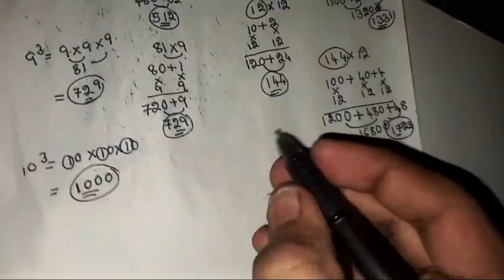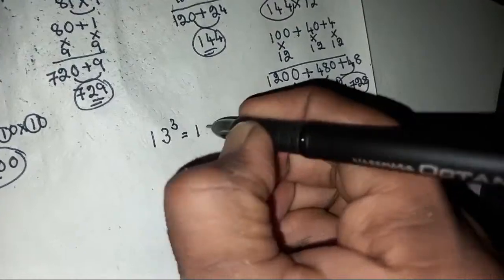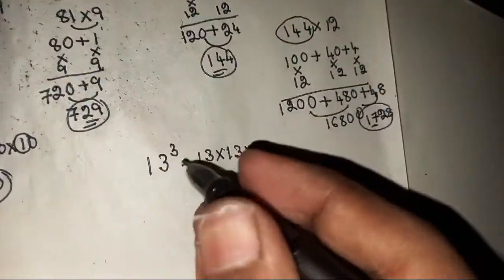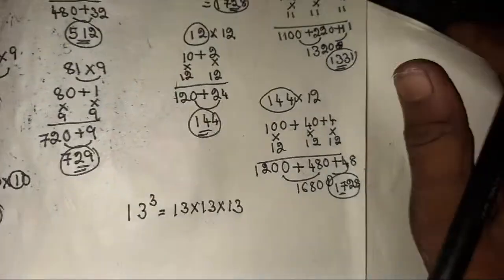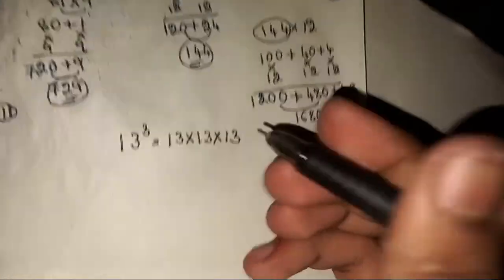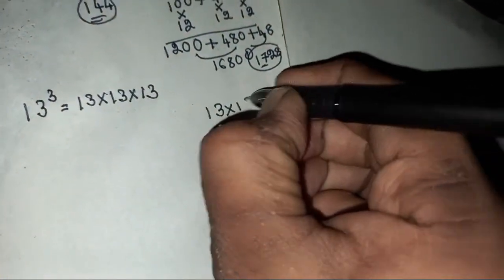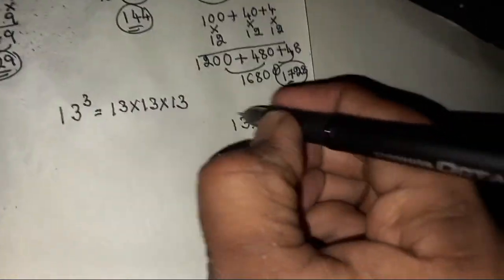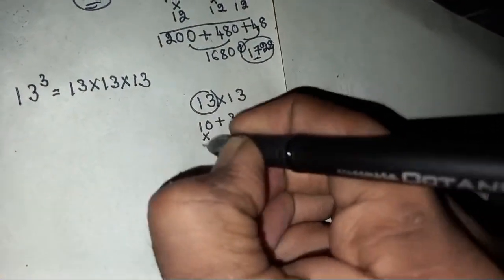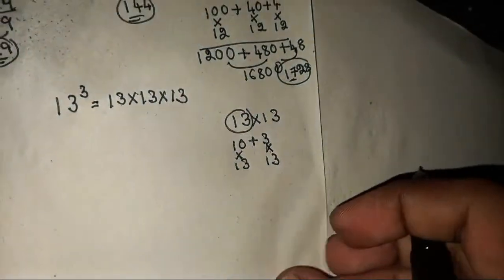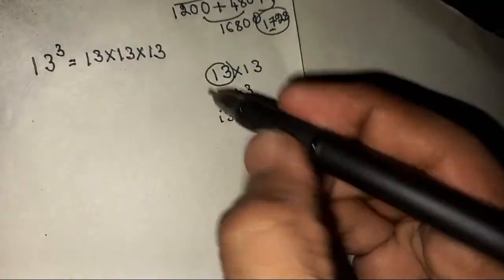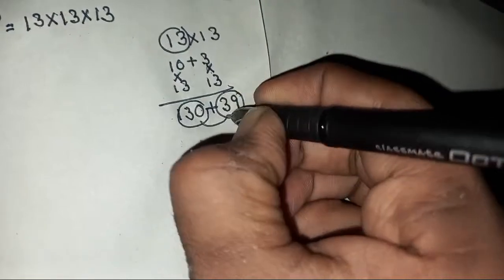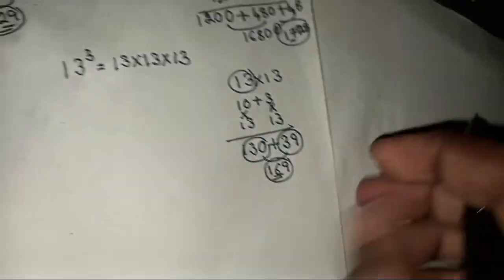Let's take one more, that is 13 cube. 13 cube equal to 13 times of 13 times of 13. Now, 13 times of 13 means, here you're going to get 13 times of 13. 13 times of 13 means 10 plus 3, here also 13, and here also 13. 10 times of 13 going to become 130, and 13 times of 3 is 39. 130 plus 39 going to become 169.